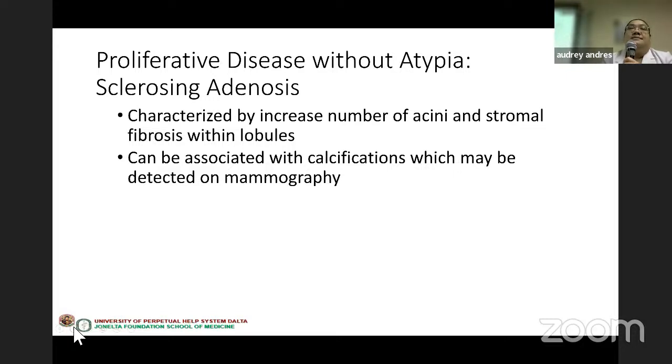Without atypia, sclerosing adenosis. Sclerosing adenosis is characterized by an increased number of acini and stromal fibrosis within lobules. It can be associated with calcifications which may be detected on mammography.